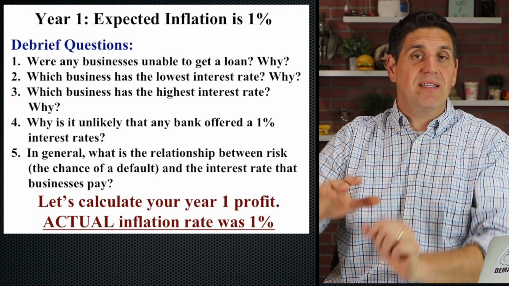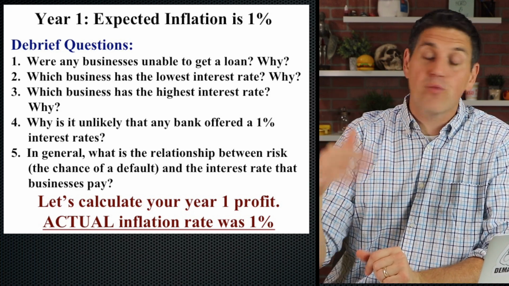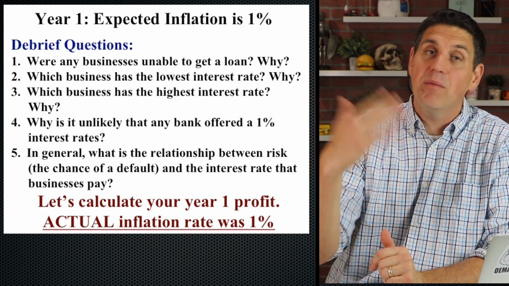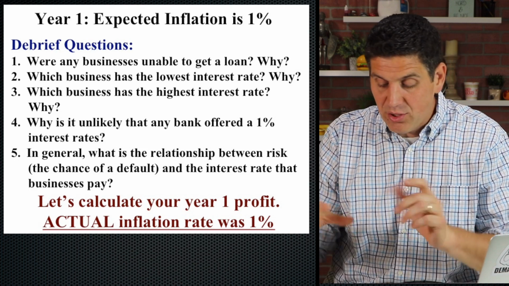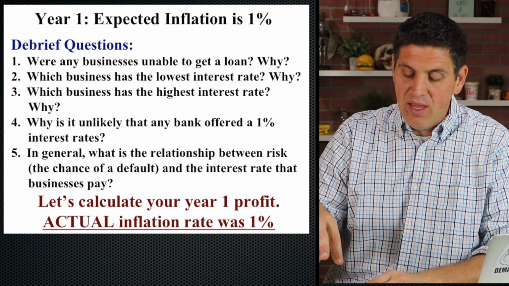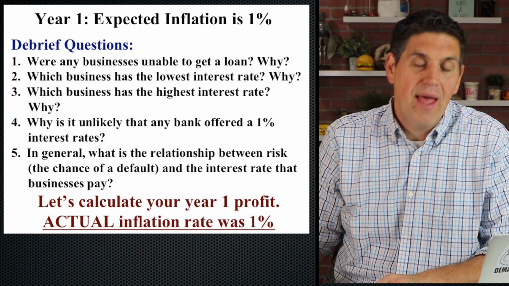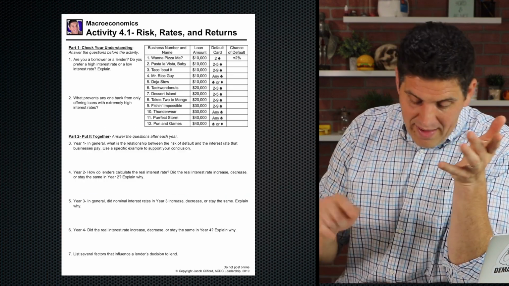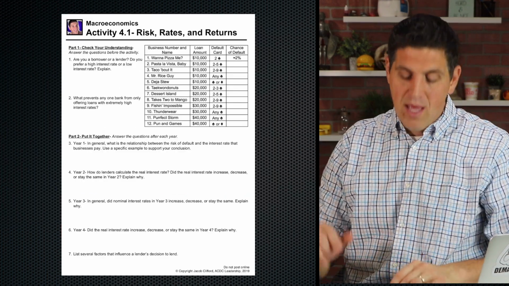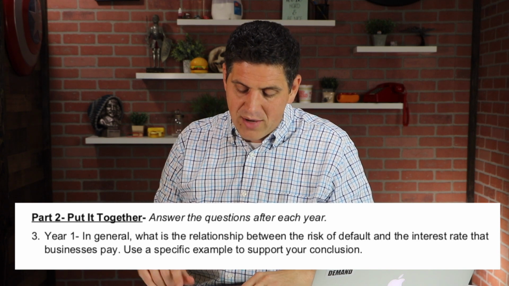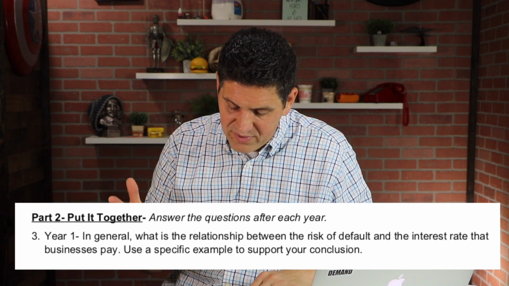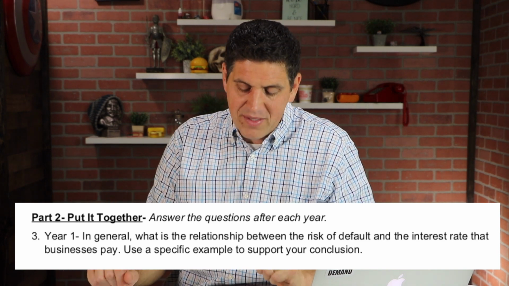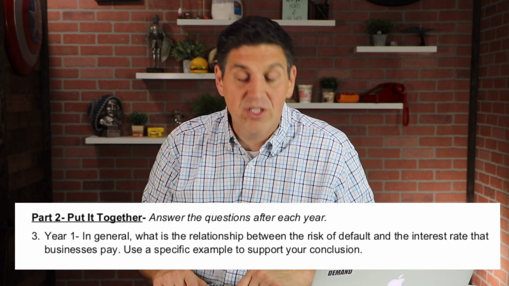When you debrief the activity, tell the students the actual inflation rate was 1%. So it was expected to be 1%, and it ended up being 1%. So the banks can start calculating the nominal interest rate, the real interest rate, and their profit as well. Now, before you move on, have the students answer question 3 right here. Year one, in general, what is the relationship between risk of default and interest rate that businesses pay? Use a specific example to support your conclusions.